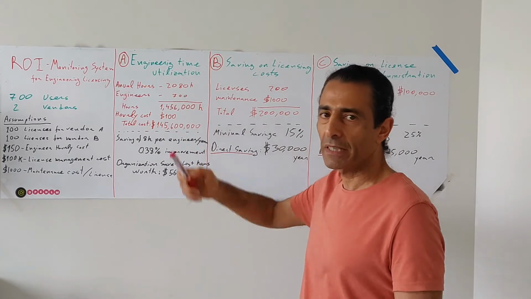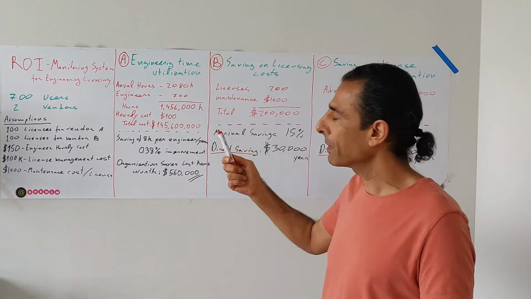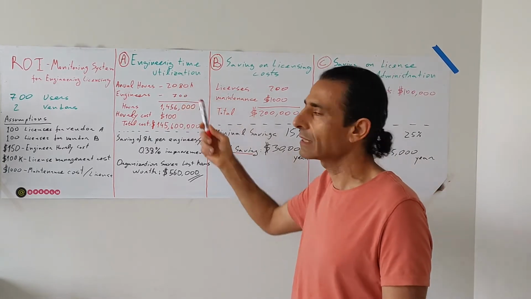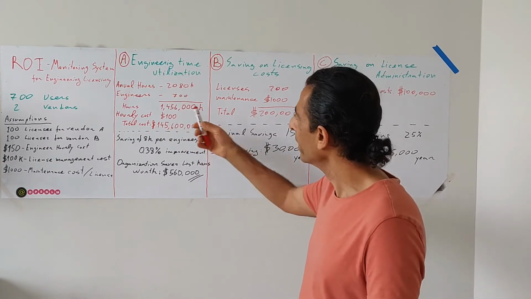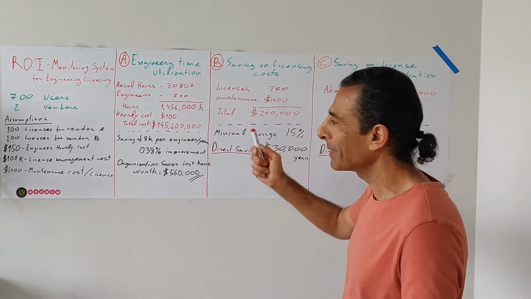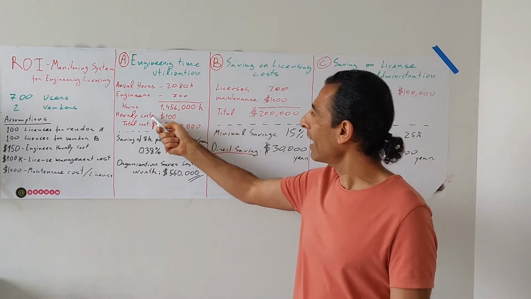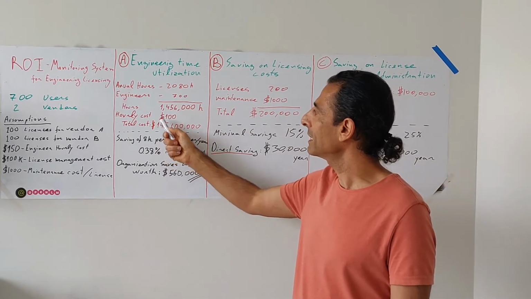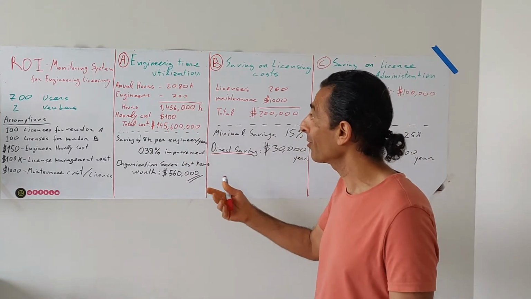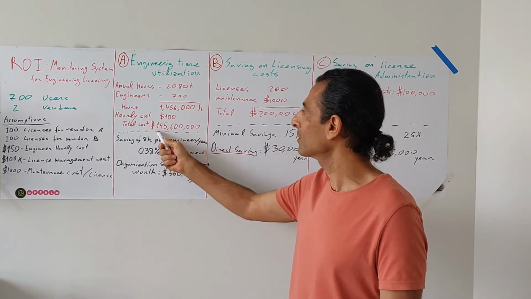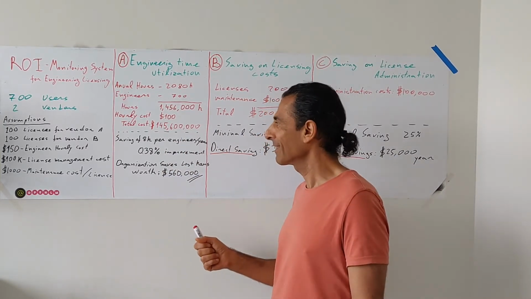Annual hours per engineer, this is a US number, but similar in most places, is 2,080 hours. We have 700 engineers, so we have almost 1.5 million working hours. Wow. The hourly cost is 100, so this is the total cost of work for the engineers only. So it's $145 million. That's a lot of money.